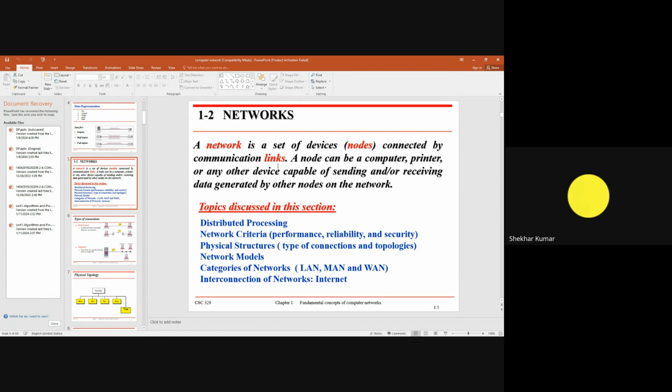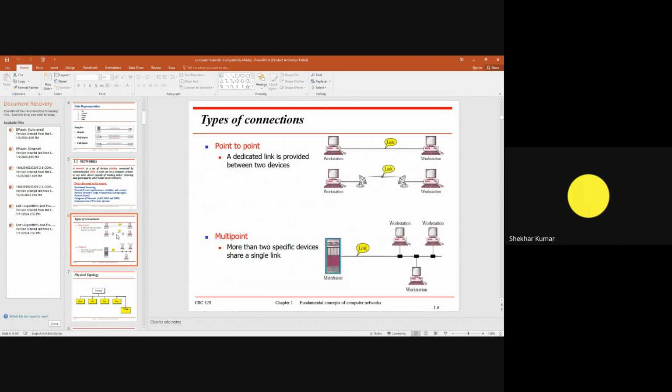And what types of network connection are there? There are two types of connection. The first connection is your point-to-point connection. Point-to-point connection is also called a dedicated connection, because it is just a dedicated link only between two devices. They are connected through a dedicated link. That is point-to-point. It is more reliable, and the bandwidth will be high because there are only two nodes on a dedicated link.